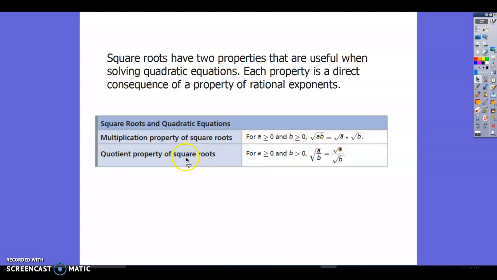Quotient property of square roots. Remember, quotient means division. So for a greater than or equal to 0 and b greater than 0, b can't be 0 because you can't divide by 0, but it can be greater than 0.